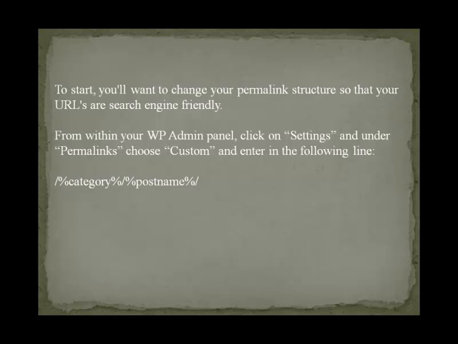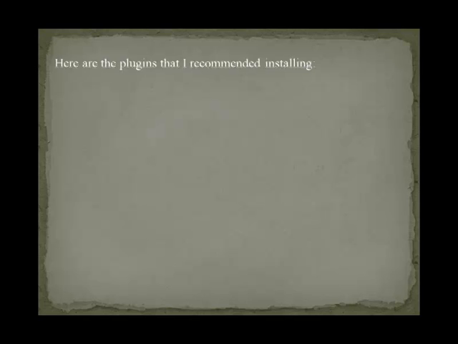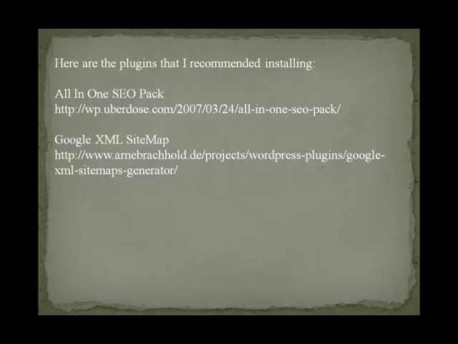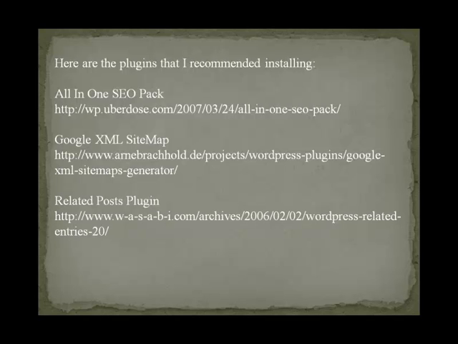In addition to customizing the look of your blog, you can also choose to add plugins to your WordPress blog. Plugins are extensions of the blog platform and make your blog more interactive and often easier to manage. Here are the plugins that I recommend you should install when you first set up your WordPress blog: All-in-One SEO Pack, Google XML Sitemap, Related Posts Plugin, and Google Analytics.